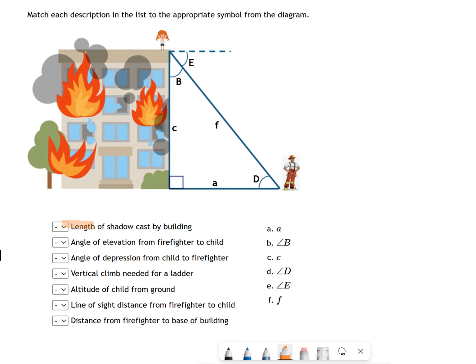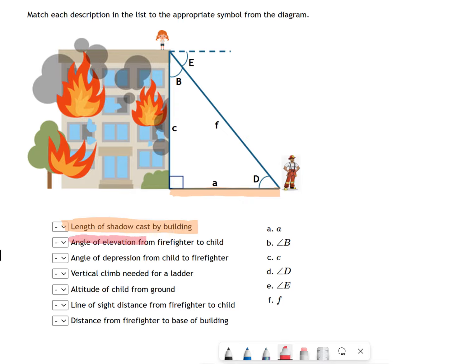So we've got a length of a shadow cast by a building. And some people get confused and they think this is like a diagonal line going from the top of the building down to the floor, but that's not what a shadow actually looks like. The shadow length looks like this. It's literally the length on the ground of the shadow.